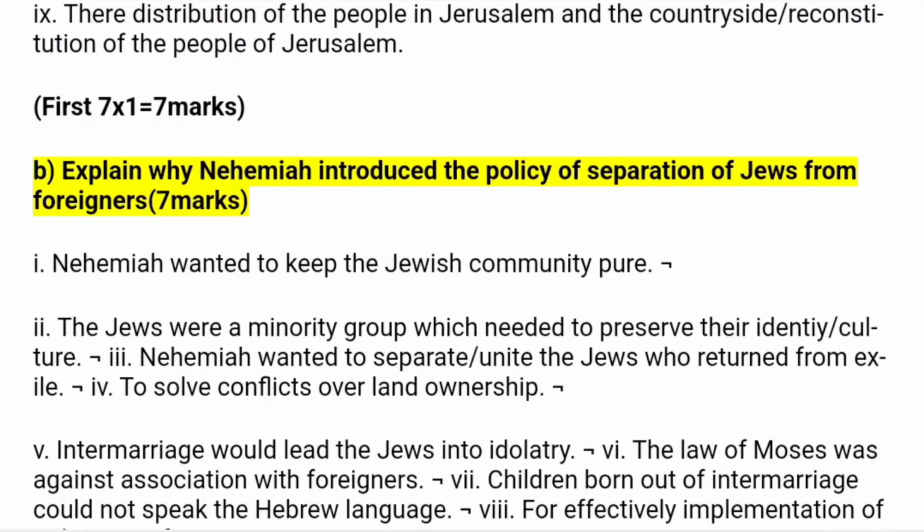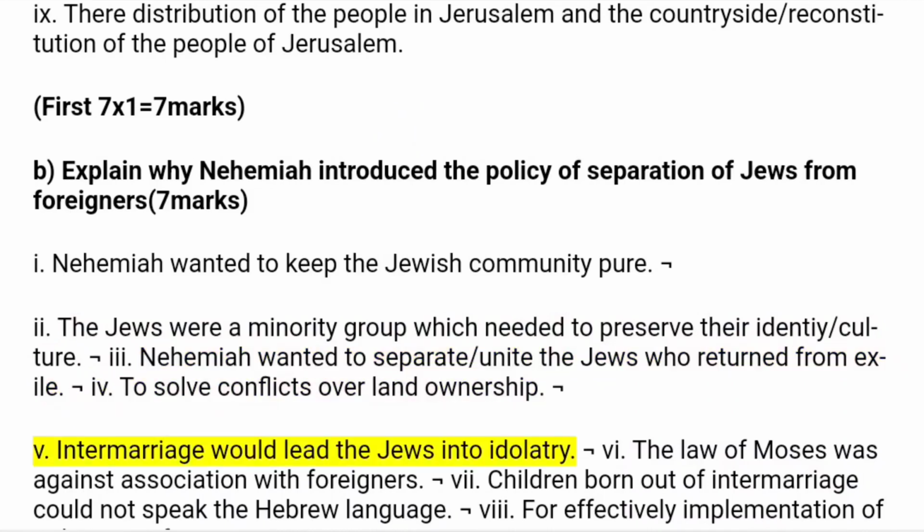B. Explain why Nehemiah introduced the policy of separation of Jews from foreigners. 7 marks. 1. Nehemiah wanted to keep the Jewish community pure. 2. The Jews were a minority group which needed to preserve their identity and culture. 3. Nehemiah wanted to unite the Jews who returned from exile. 4. To solve conflicts over land ownership.